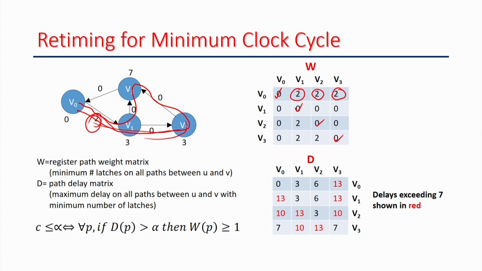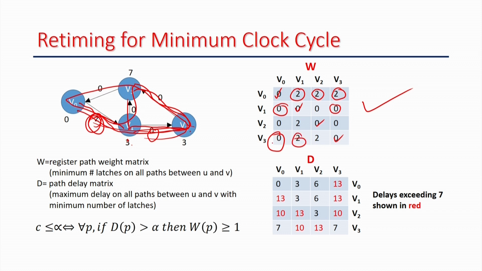Now from v1 to v3 there are 2 paths, both are 0, so this is 0. So, this is how we can represent W, which gives the minimum number of registers between any 2 nodes. For example, from v3 to v0 there is only one path, and the weight is 0. Right. From v3 to v1 I have one path and the weight is 2. So, this is 2.